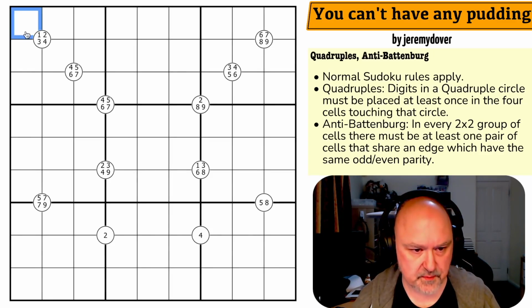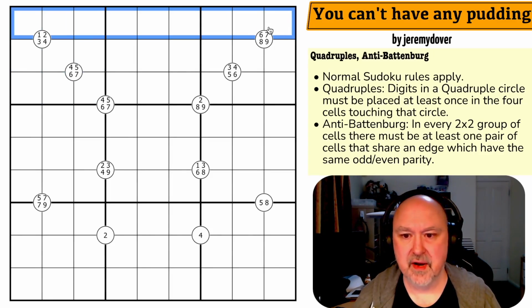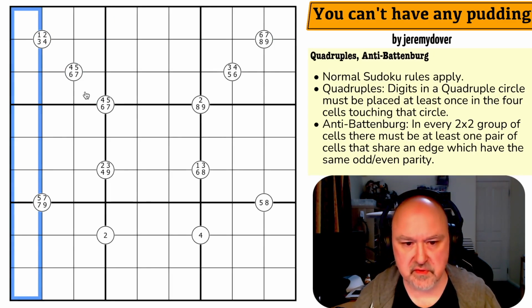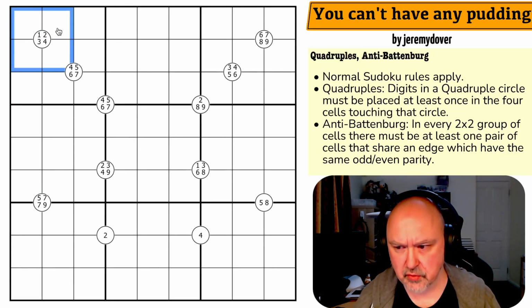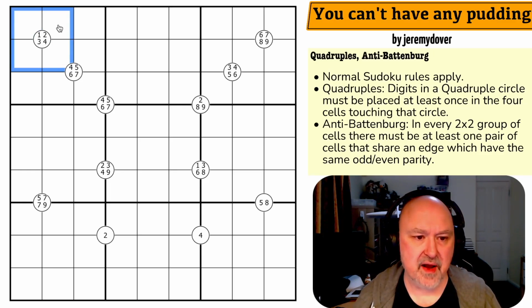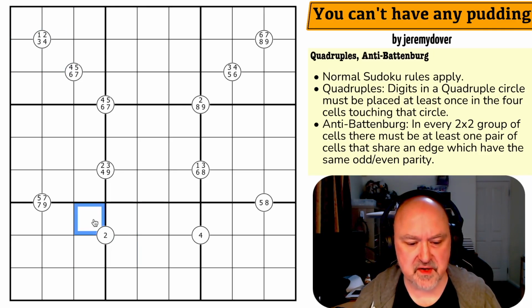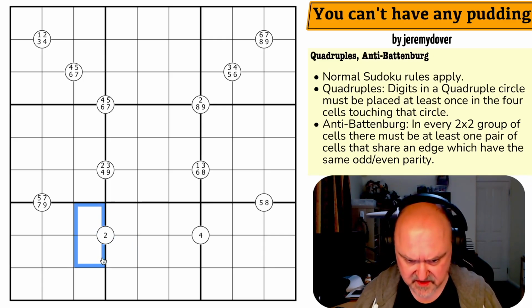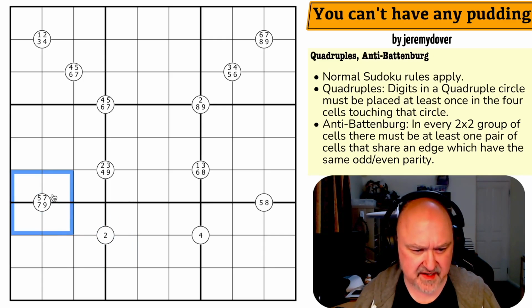So normal Sudoku rules apply. In every box, in every row, and in every column, the digits 1 to 9 have to be placed without repetition. We have quadruples. Digits that are placed on a quadruple circle must be placed at least once in the 4 cells touching that circle. So for example, around this quadruple, we know the digits 1, 2, 3, 4 need to be placed. But around this quadruple, we may place 1, 2, or there may be more than 1, 2. We don't know. It might be perfectly possible for there to be 2 2s, and in fact if I look at this clue I can see that there must be 2 7s around it, so you must place 2 7s. That's the way it works.